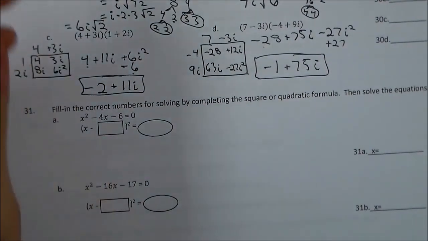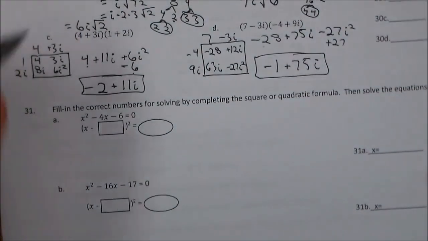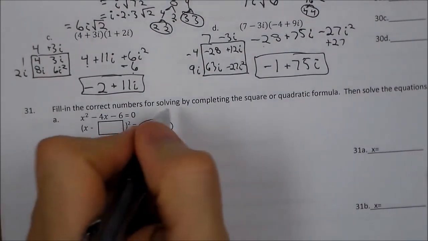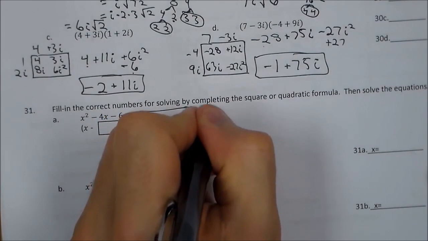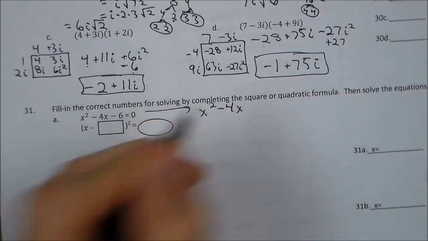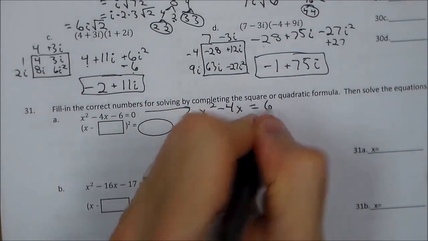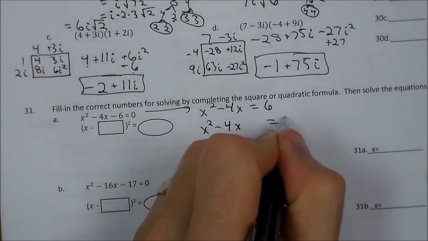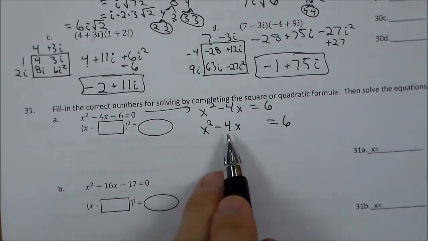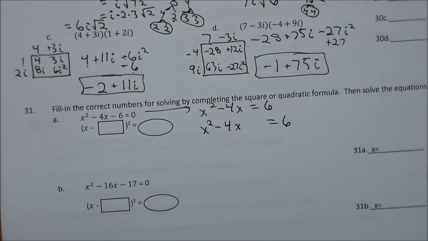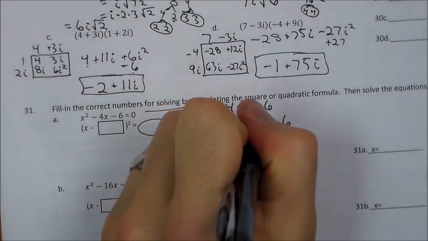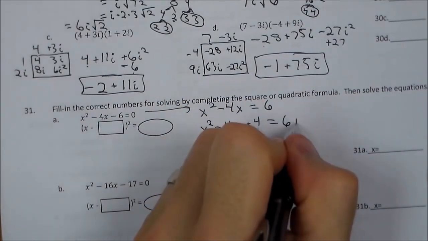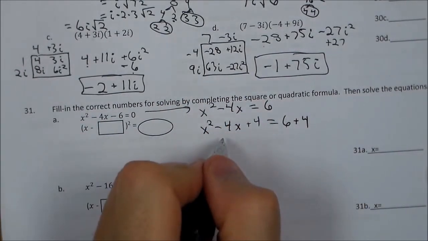On our next set, we're going to be using completing the square to solve. So we have to get to this point of completing the square. Off to the side, I'm first going to write x squared minus 4x, and then move the 6 over to the other side. Whenever we complete the square, we take half of the b value and square it. So half of negative 4 is negative 2. Squared is 4. I add it to this side, I add it to the other side.